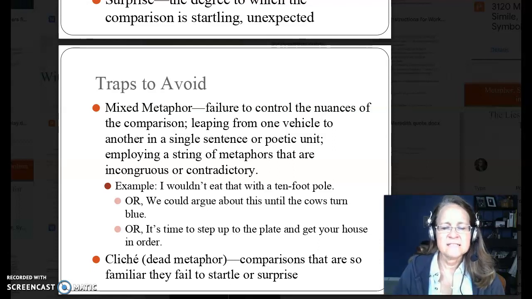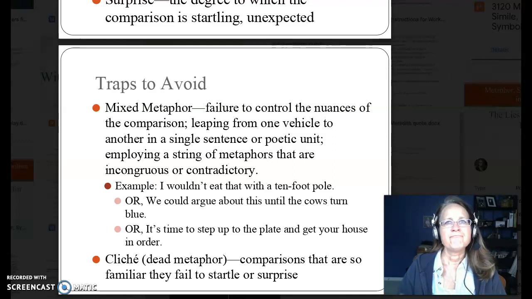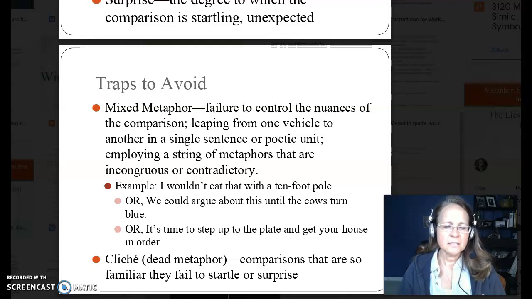Another example is, it's time to step up to the plate and get your house in order. Again, two metaphors are being mixed. This idea of stepping up to home plate where you're ready to bat, and then getting your house in order as a metaphor for taking care of tasks that need to be done in order to create closure or completeness in some process. A cliche is simply a dead metaphor.